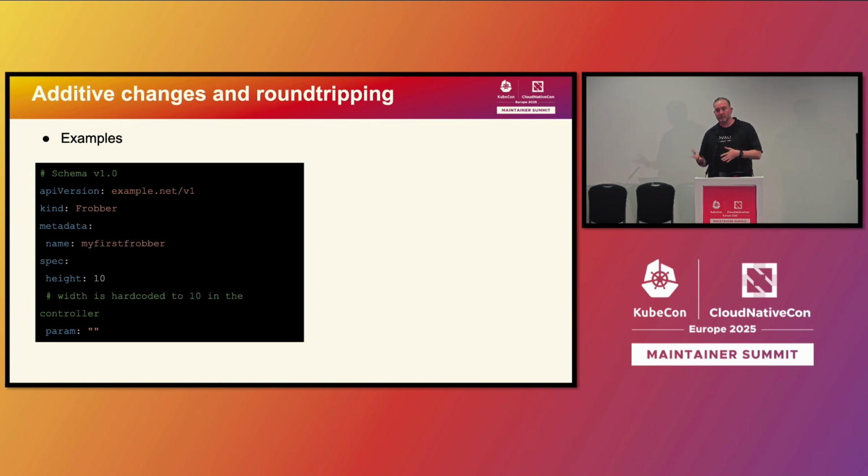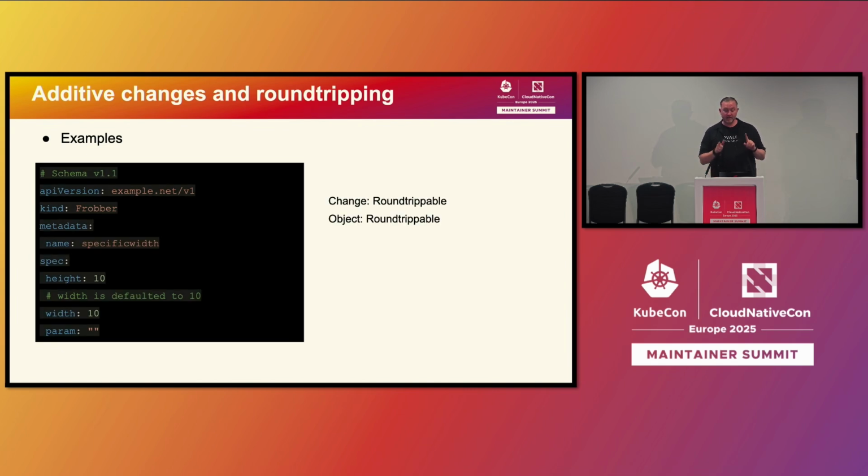So at some point, we want to change this. What we do is we say, okay, we're going to make a change. Schema version is now 1.1. We've added a new width field that defaults to 10. That change itself, because it's got a default and it's an optional field, that width field is optional.